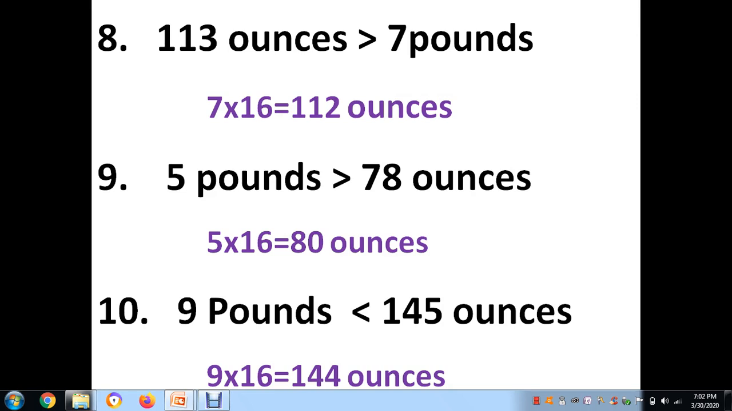Next number is 10. 9 pounds and 145 ounces. See the working. 9 pounds, we will multiply by 16 to get ounces. 9 multiplied by 16 is 144 ounces. 144 ounces is equal to 9 pounds. 9 pounds is less than 145 ounces because 9 pounds is equal to 144 ounces.